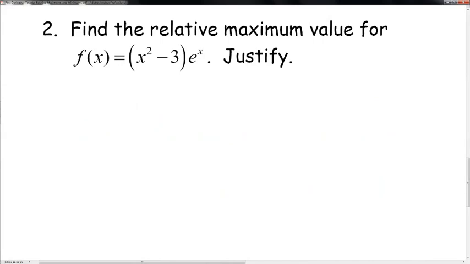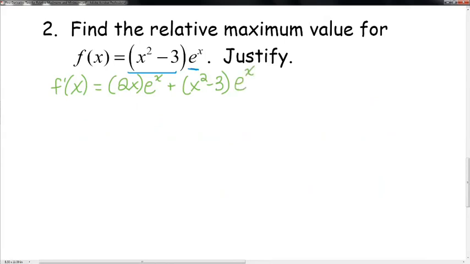Number 2, find the relative max for f of x is equal to x squared minus 3 times e to the x. So you have to be careful because I have to use the product rule. So let's take our derivative. So f prime is equal to the derivative of the first, which is 2x, times the second, which is e to the x, added to the first, times the derivative of the second, which is e to the x. And I'm going to set that equal to 0.